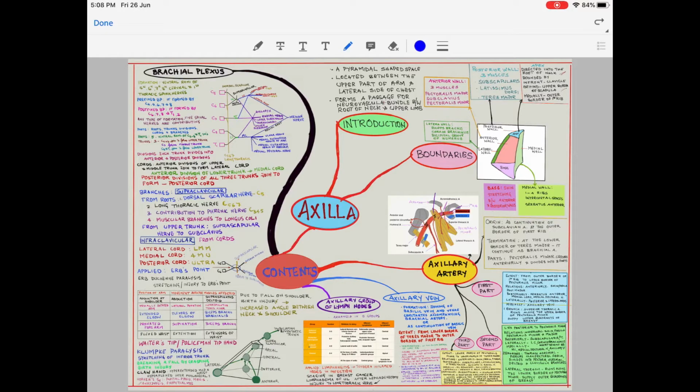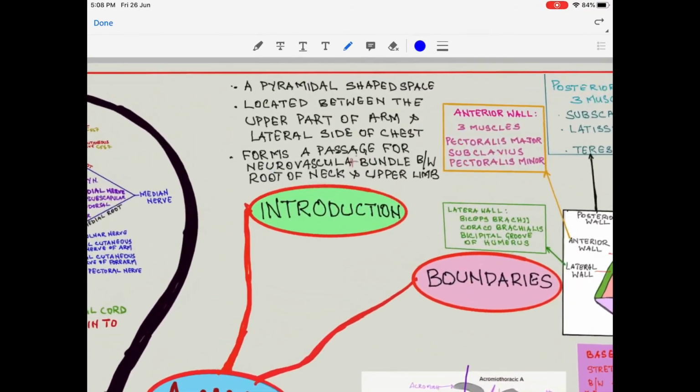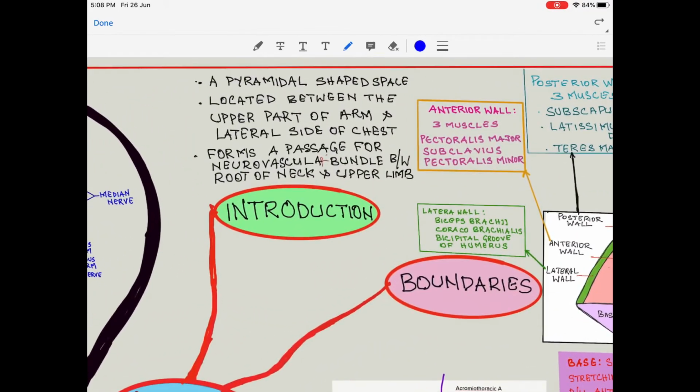In this session, we will be revising axilla, the boundaries of axilla and the contents of axilla. We'll see one by one. First, what is axilla? Axilla is a pyramidal shaped space located between the upper part of arm and lateral side of chest. It forms a passage for neurovascular bundle, that is nerves and vessels, between the root of neck and upper limb.